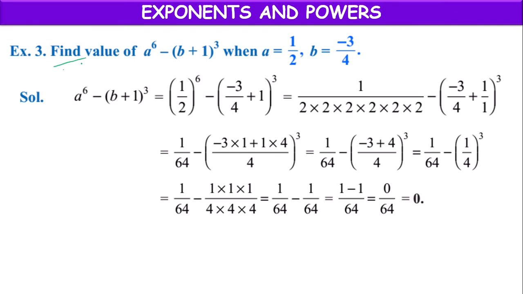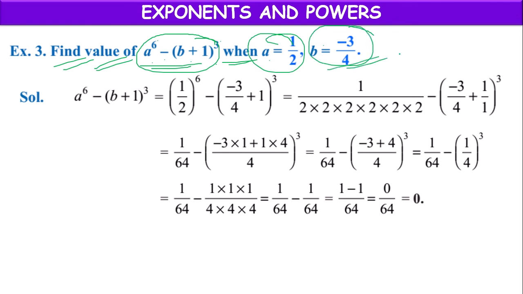Next one. Find the value of a power 6 minus b plus 1 whole cube. This value we have to find when a is 1 by 2, b is minus 3 by 4. So they have given this expression. In the place of a we can keep 1 by 2. In the place of b we can keep minus 3 by 4. So then a power 6 means 1 by 2 whole power 6 minus b plus 1 whole cube means minus 3 by 4 plus 1 whole cube. Like that we can write.